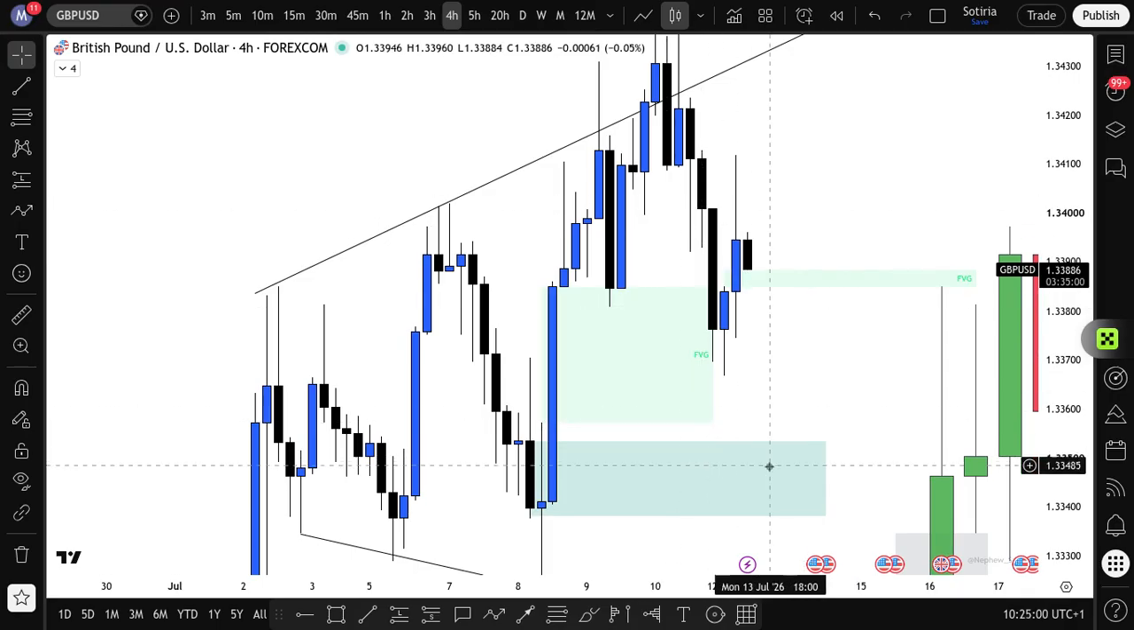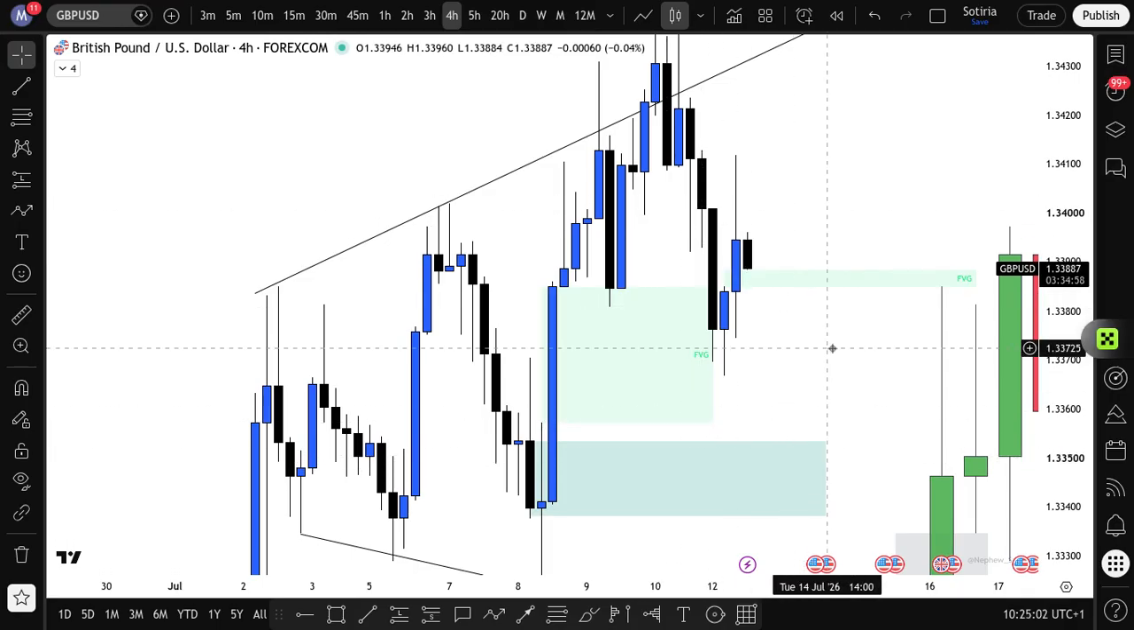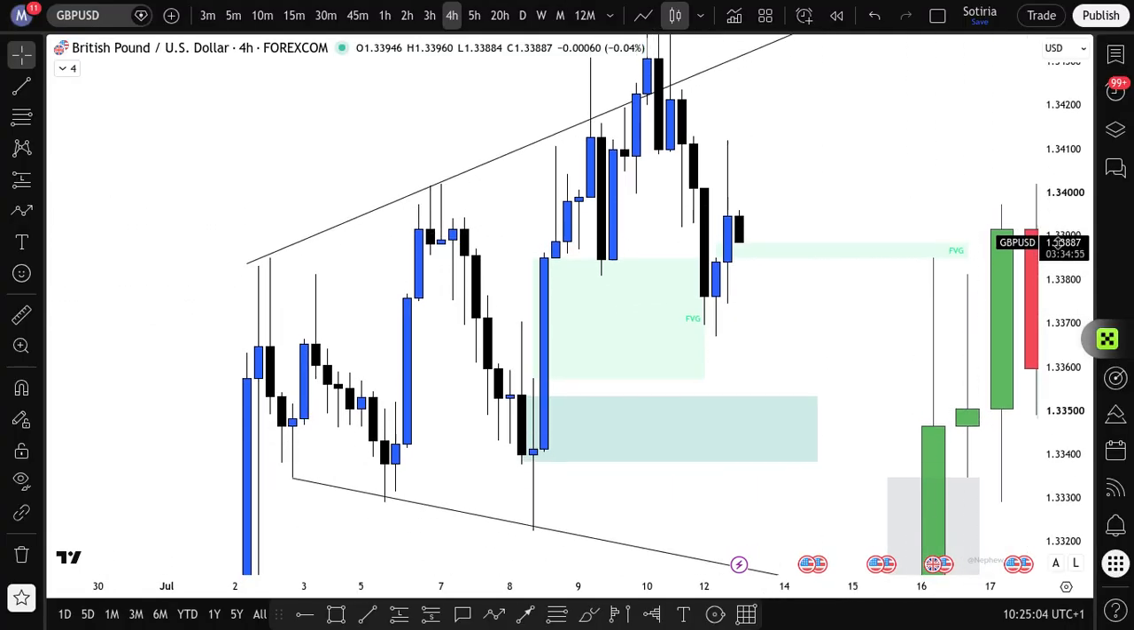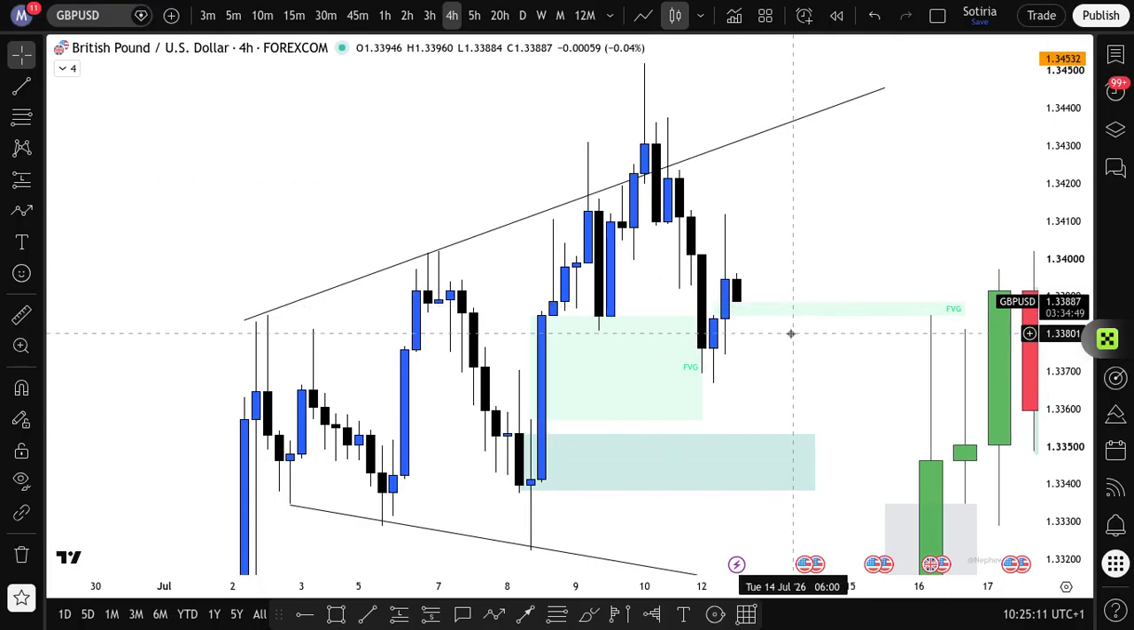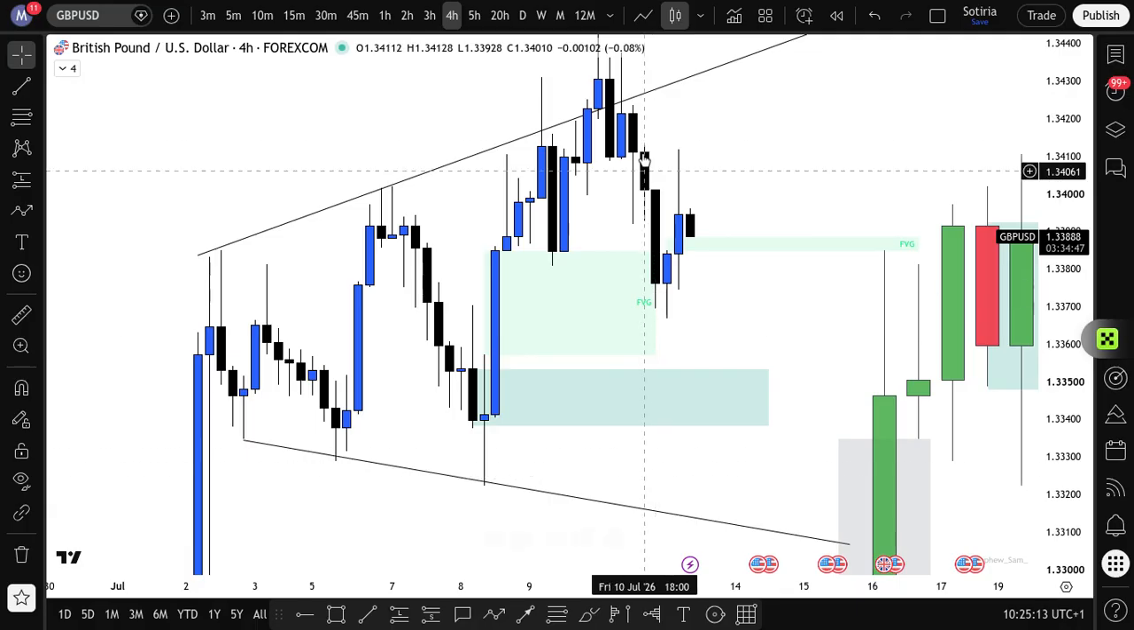So for now, this looks very good for GU. It's a very risky buy, but I'll be waiting and see how price reacts when it comes here. So that is all for GU. Just looking at this channel and making sure I'm very careful.